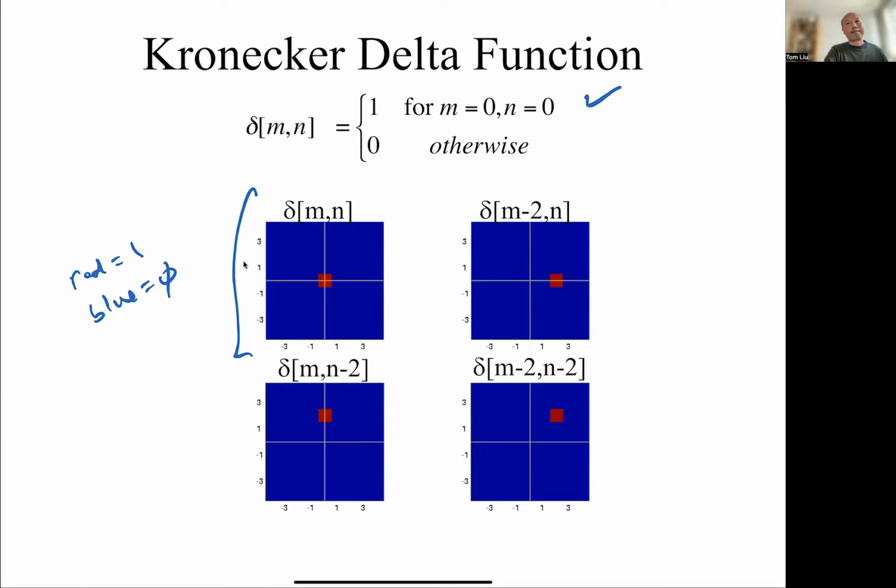All right, so let's take a look at one of these. For example, this one here. This is going to have value when m minus 2 equals 0, or m equals 2, and obviously when n equals 0. So we look here and yeah, that's correct. That's where it has value, at the coordinates 2, 0.